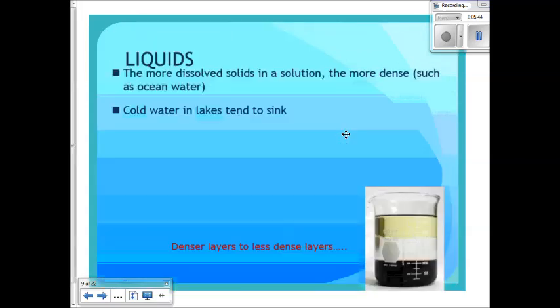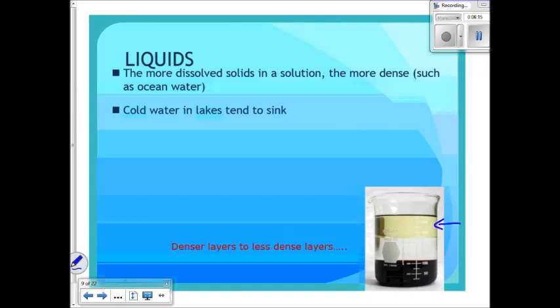Liquids: the more things you dissolve in a solution, the more dense you're going to get. So salt water is definitely way more dense than just regular pure water. Cold water also gets a little bit more compact and has a tendency to sink in warmer water. If you've ever been in a lake where it hasn't been mixed up in a while, the top layer is real warm, but further down it gets real cold. They pack in more. But the basic gist of what we're talking about here is that it's going to layer out based on density.